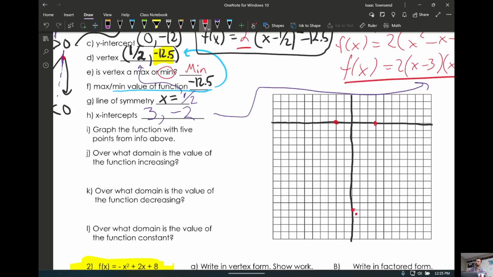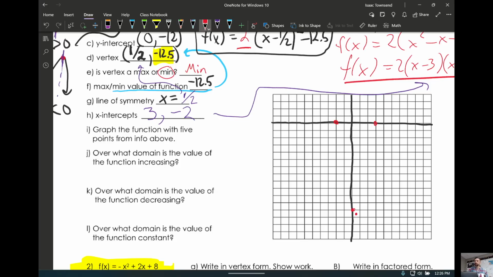Possibly plug in something. Okay, yeah, you could always plug in more points, that's true. But there's one point in particular that should be pretty quick. The y-intercept, but on the other side of the vertex.